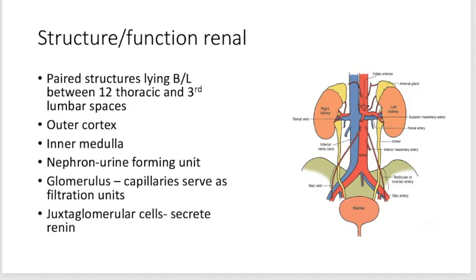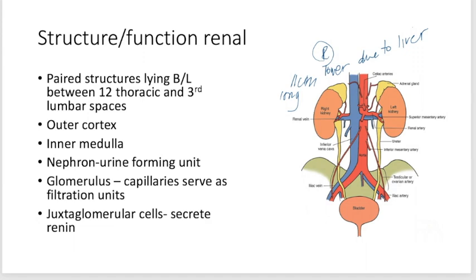Remember that your kidneys are paired structures that lie bilaterally between the 12th thoracic and 3rd lumbar spaces. They lie on either side of the vertebral column, with the upper and lower poles extending approximately from the 12th thoracic and into that 3rd lumbar vertebrae. The right kidney is slightly lower than the left and is displaced downward by the overlying liver. Each kidney is approximately 11 centimeters long and 5 to 6 centimeters wide and about 3 to 4 centimeters thick.